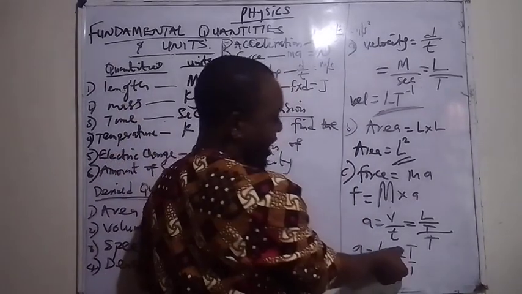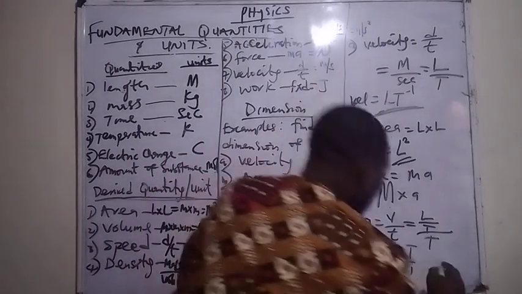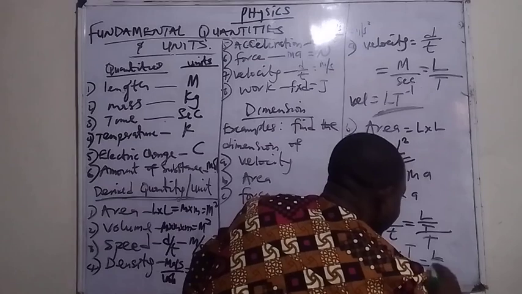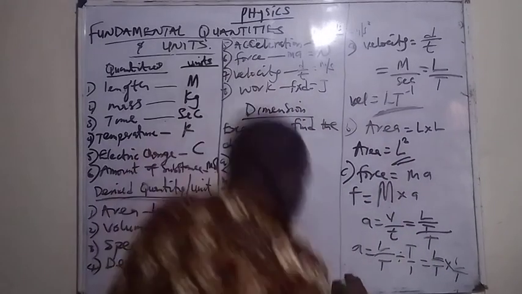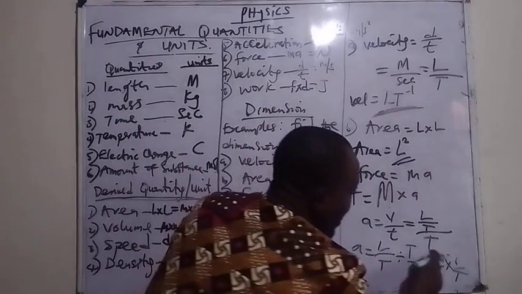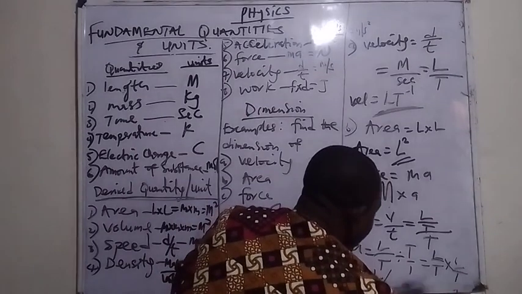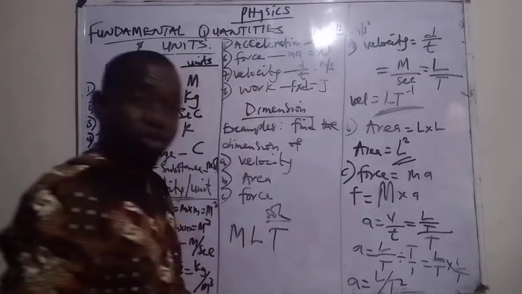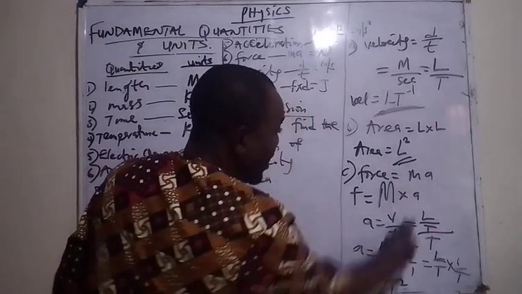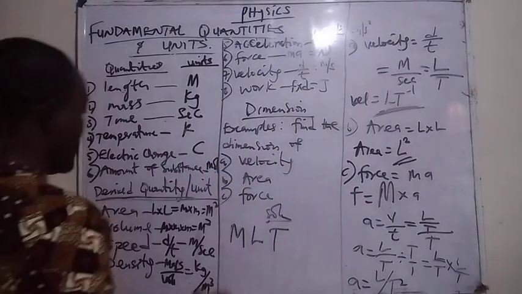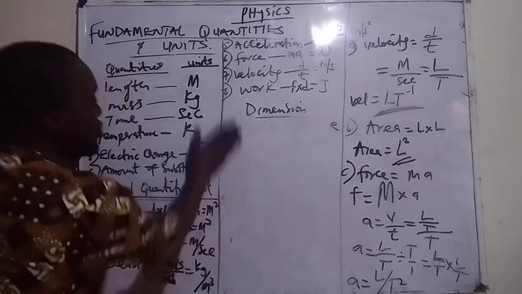To change this side to multiplication, we will take this one up and bring this one down. So we'll now have it equal to L over T times 1 over T. Do you get it now? So acceleration will now be L times 1, which is L, over T times T, which is T squared. So now from here we can replace the acceleration we have here with this. Let me quickly wipe here, sorry, so that we can solve it.